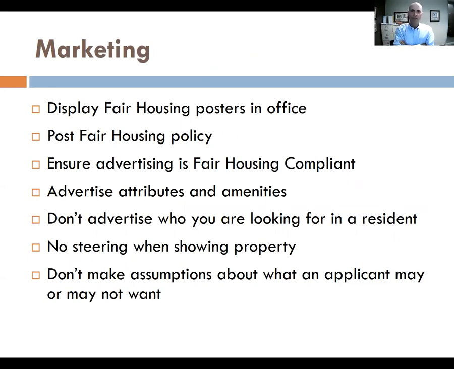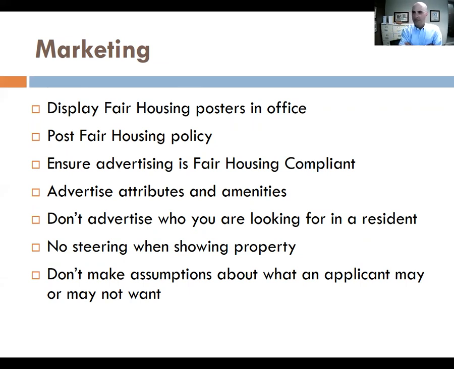Marketing. You should have fair housing posters posted in your office. If you don't have those, you can get those from the local HUD office, or you can get them directly from HUD online. If you haven't replaced those in the last 10 years, get new ones. You should also, in Idaho, have both an English and Spanish version of those. Post a fair housing policy that you don't discriminate based upon protected class. There's lots of language out there, and HUD will give that to you as well.